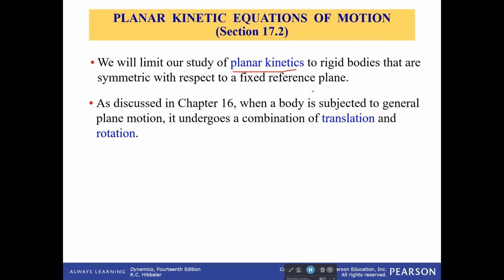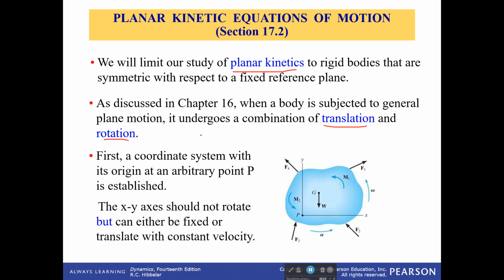in this case, planar kinetics of rigid bodies that are symmetric with respect to a fixed reference plane. So when a body is subjected to general plane motion, it has a translation and rotation. And to start off, we're going to break those up into translational and rotational motion and look at them separately. So what is our coordinate system going to be, because this thing is moving and spinning?